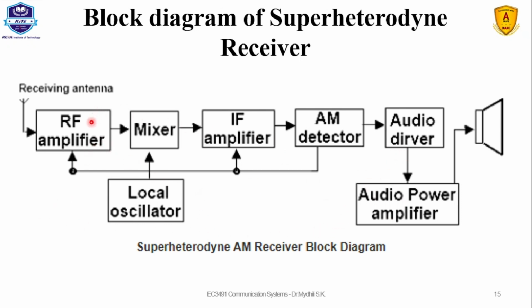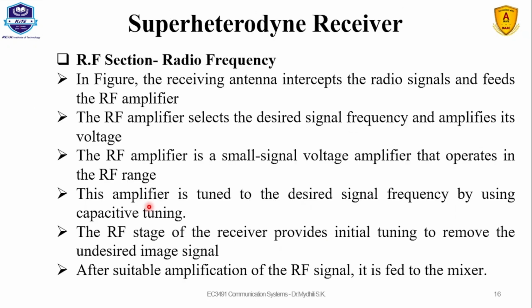The receiving antenna, noted by the antenna symbol, receives the input from the channel. Through the channel, the message signal or modulated signal is taken as an input to the RF amplifier, that is the radio frequency amplifier, and then to the mixer along with the local oscillator. This local oscillator generates a carrier signal. We'll see one by one what happens in the RF section.